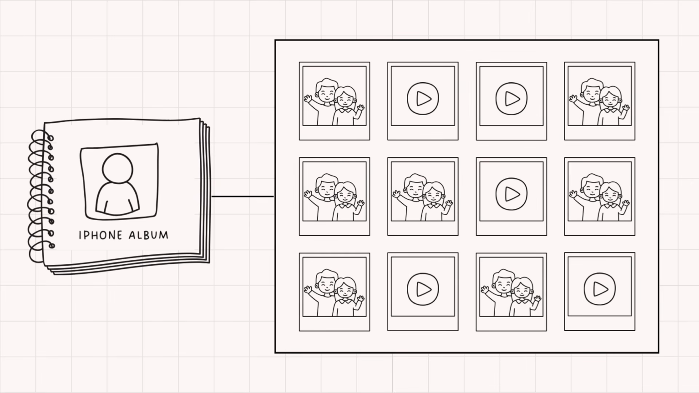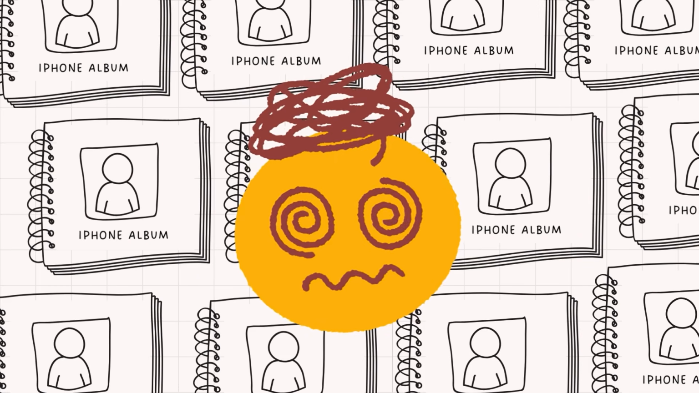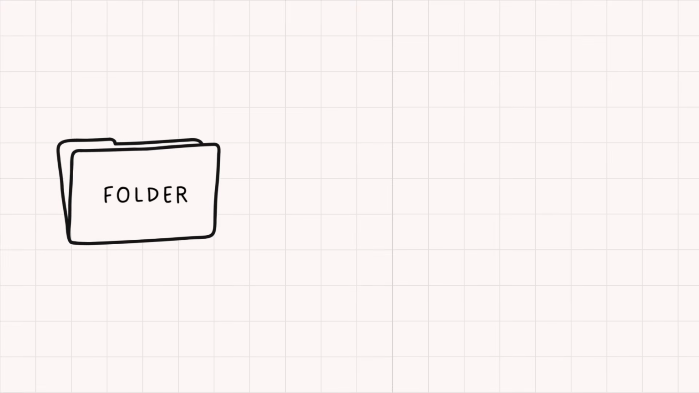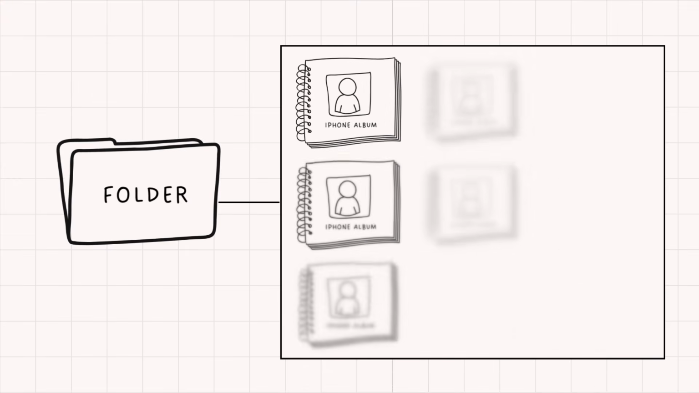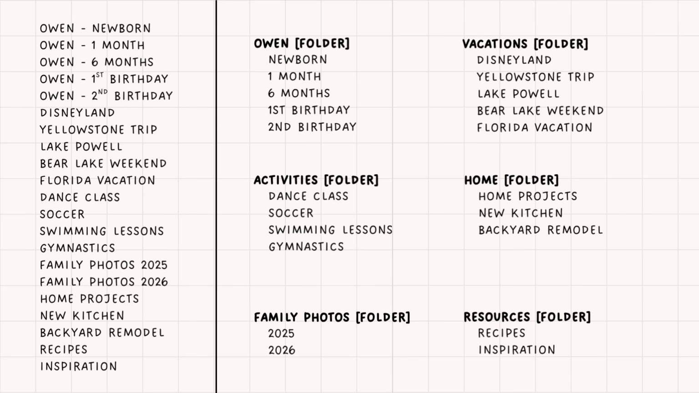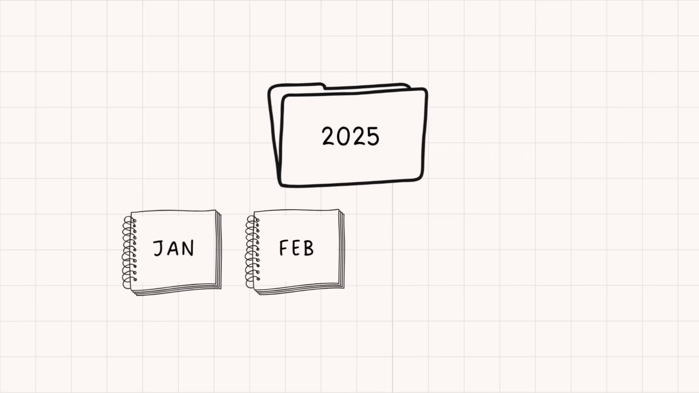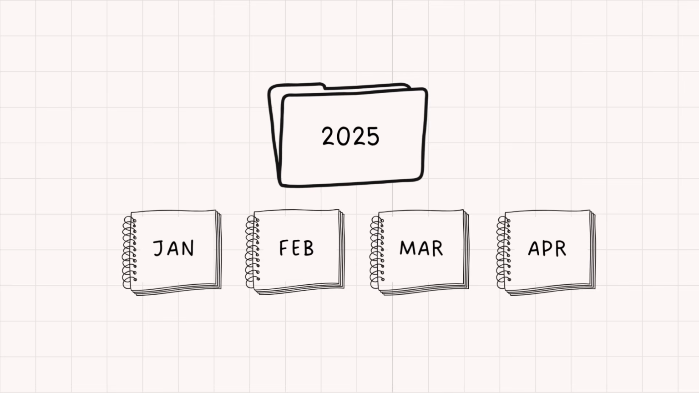But here's the thing, if you have a lot of albums, they can start to feel just as overwhelming as having no organization at all. And that's where folders come in. A folder is basically a container that holds albums. So instead of having 20 albums all sitting at the same level, you can now group related albums together inside a folder. So for example, you might have a folder called 2025. And inside that folder, you'll have albums for each month or each trip or each big event from that year. The folder is the top level and the albums live inside it. And you can nest folders within folders if you like to have it organized that way.